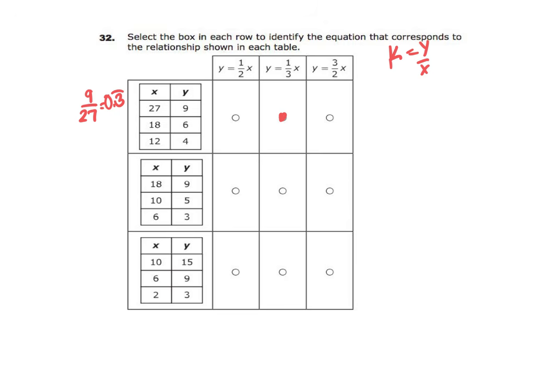On the second table, we have 9 divided by 18, which equals 0.5. So I know 0.5 equals 1/2 as a fraction. So I'm going to put that there. And then the third table, we have 15 over 10 equals 1.5. And I know 1.5 and 3/2 are equivalent to each other. So I'm going to mark it. Look at it.